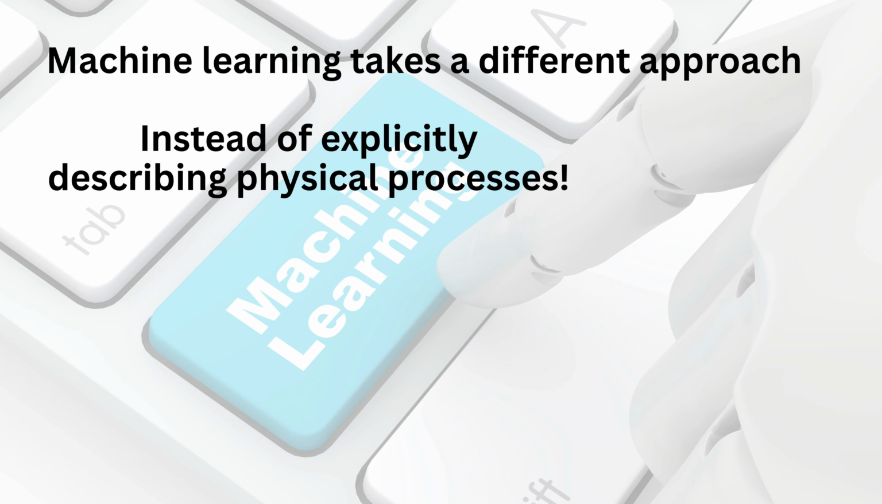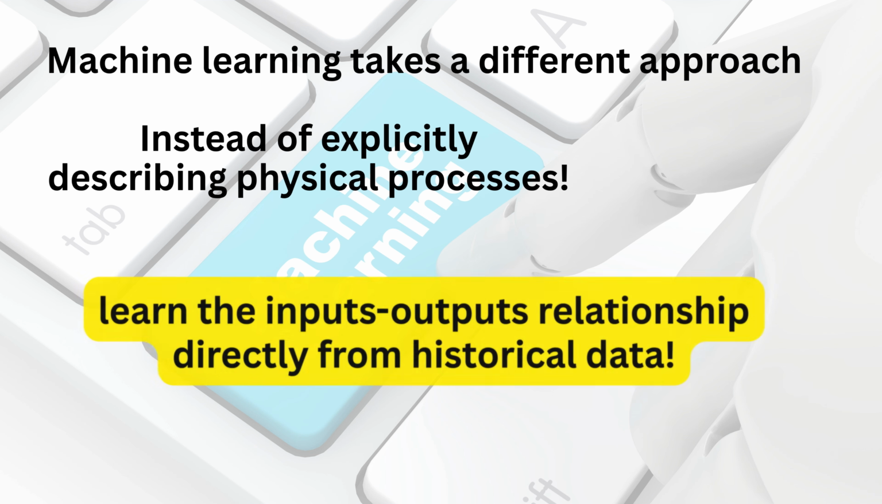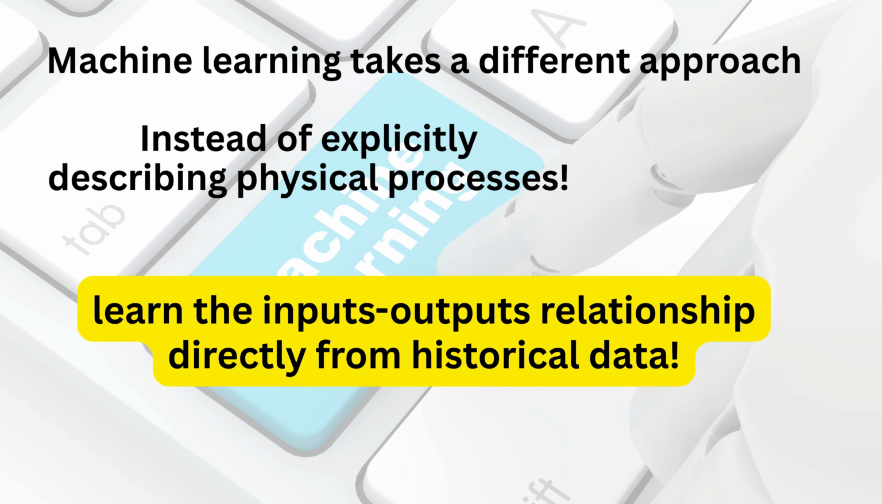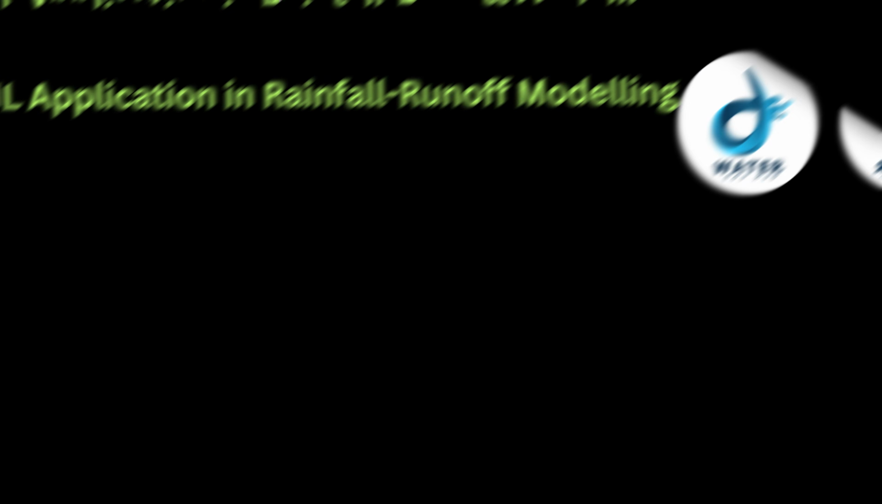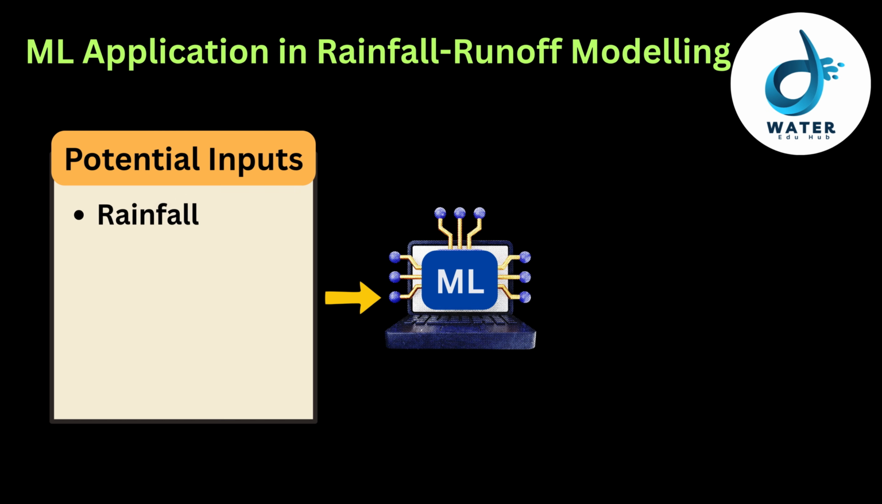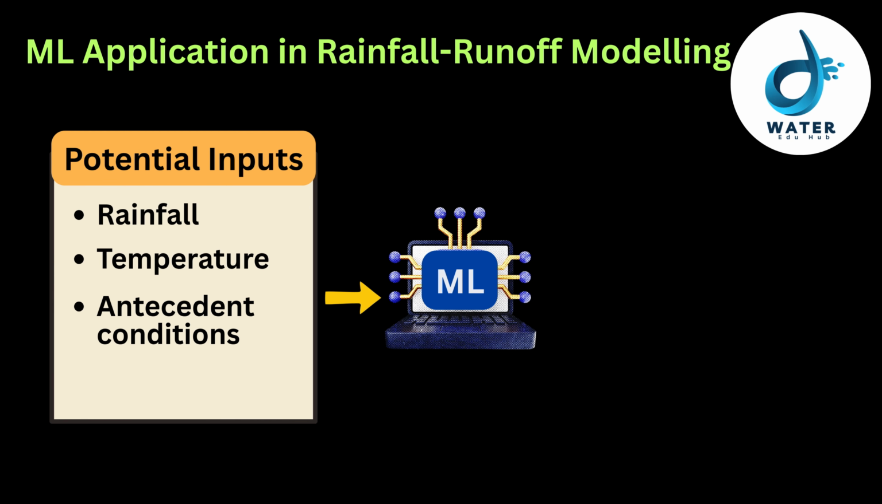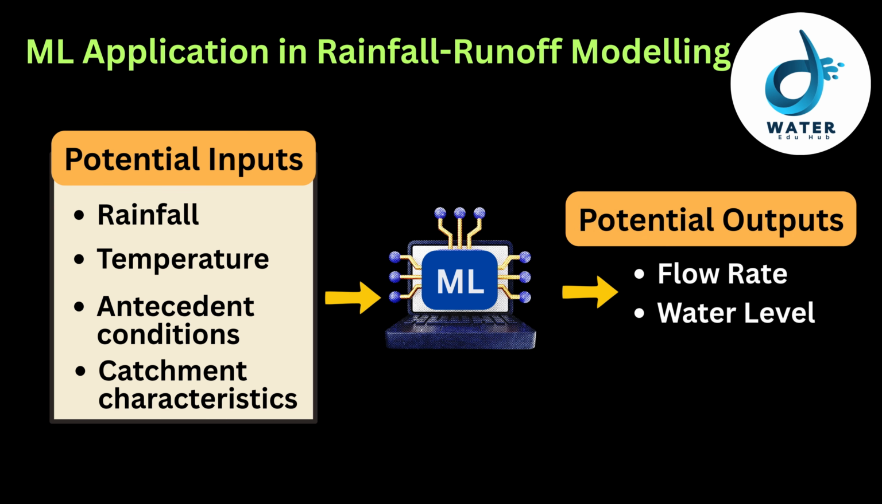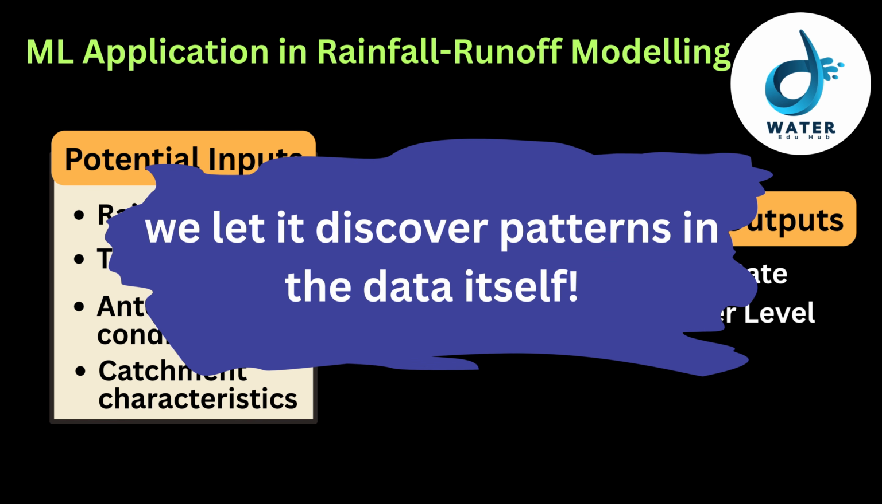Instead of explicitly describing physical processes, machine learning algorithms learn the relationship between inputs and outputs directly from historical data. In a rainfall runoff application, the model receives information such as rainfall, temperature, antecedent conditions, and catchment characteristics, and learns how these variables relate to streamflow observations. In simple terms, rather than telling the model how the catchment works, we let it discover patterns in the data itself.